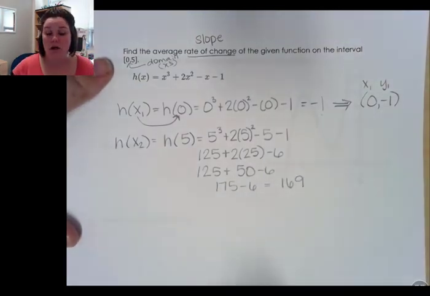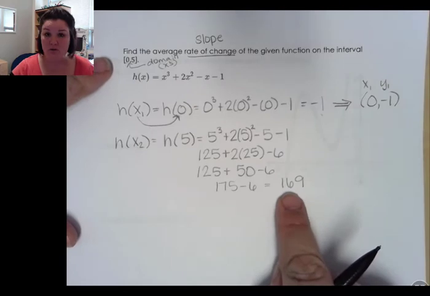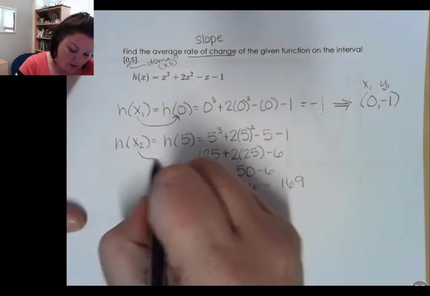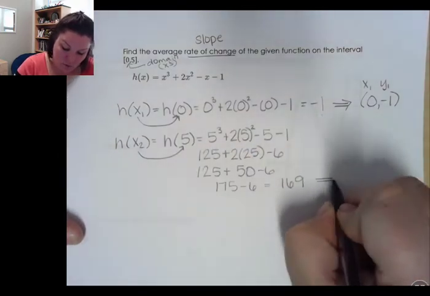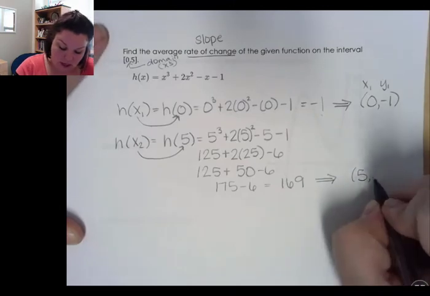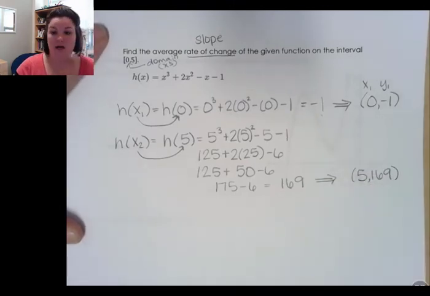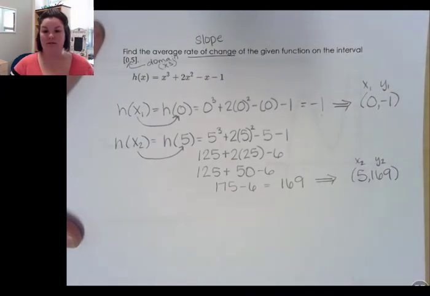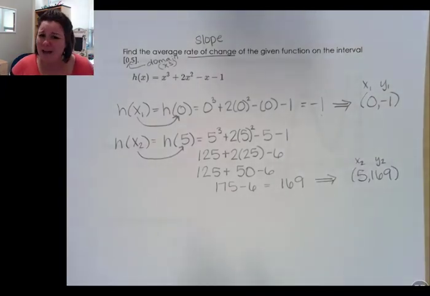Okay, so that gave me the output, or my y value, when I plugged in an x value of 5. So as an ordered pair, this gives me the point 5 that I plugged in, right, and 169 that I got out. So this is my x2, y2 point. Okay, so we had to do a little bit of extra work here.